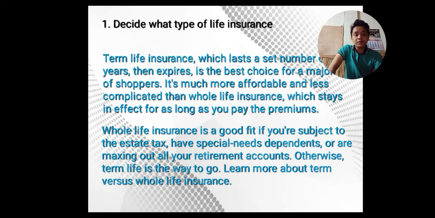So we have two life insurance examples: term life insurance and whole life insurance. Term life insurance lasts a set number of years, then expires. It is the best choice for the majority of shoppers. It's much more affordable and less complicated than whole life insurance, which stays in effect for as long as you pay the premium. Term insurance policies are more affordable than the other types of life insurance because of the premium cost. No hidden fees, exclusions or risk, and you can cancel the policy before it expires without losing any value.